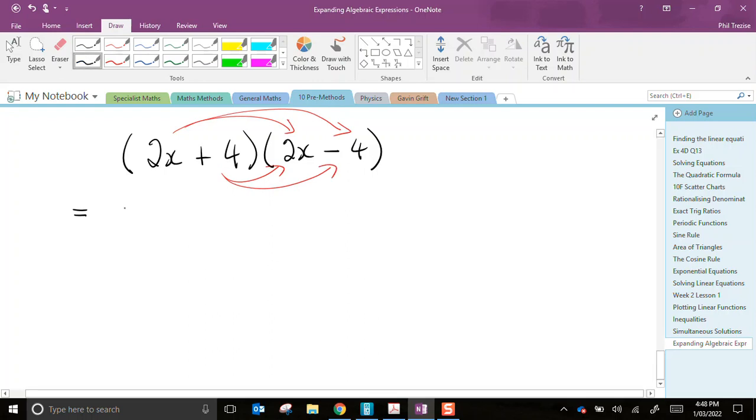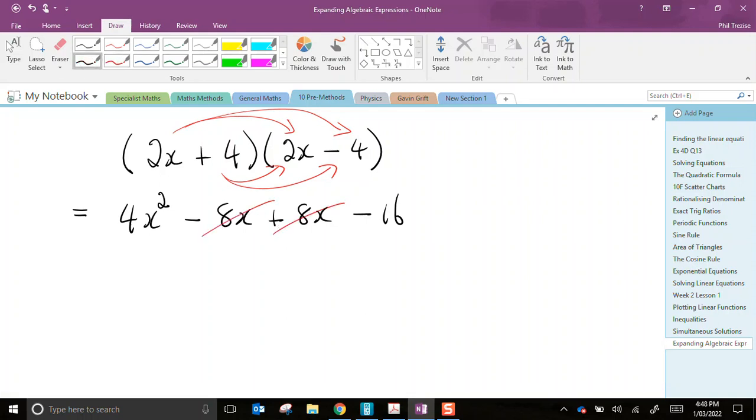2x by 2x. 2 2s are 4, and x by x is x squared. Then 2x by negative 4 is negative 8x. Now the 4 times the 2x this time is a positive 8x. Then negative 4 times 4 is negative 16. Yes, again, the two like terms are equal but opposite. We have ended with 4x squared, which was the first thing squared, 2x squared, subtract as a difference, and then 4 squared, 16. Again, the difference of two squares.